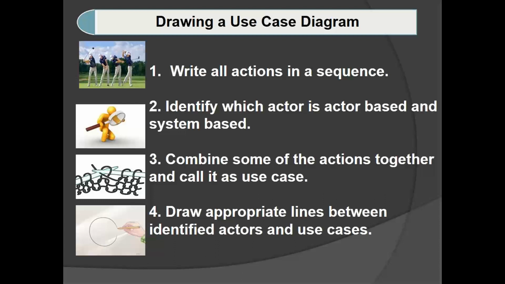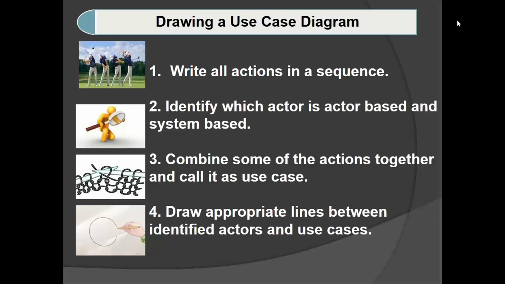Okay. So to draw a use case diagram, first we need to write all the actions in a sequence. That means once you get the project, you have to identify all the actions and put all the actions in a sequence. Then the second one is you have to identify which one is actor based or system based. That means you have to take each action and identify whether it will be done by the actor or by the system.